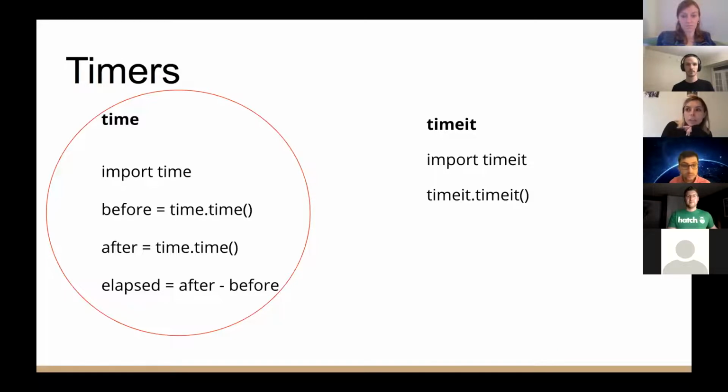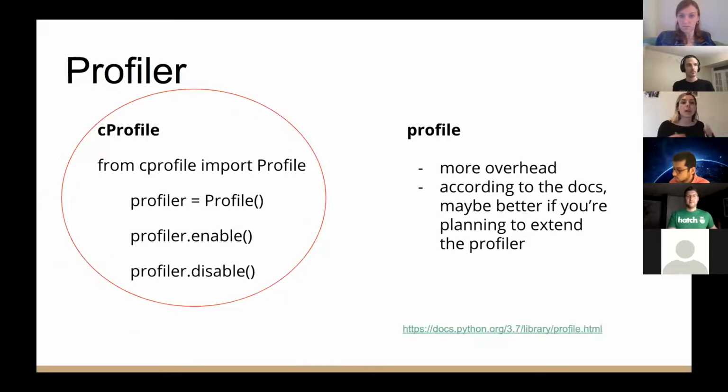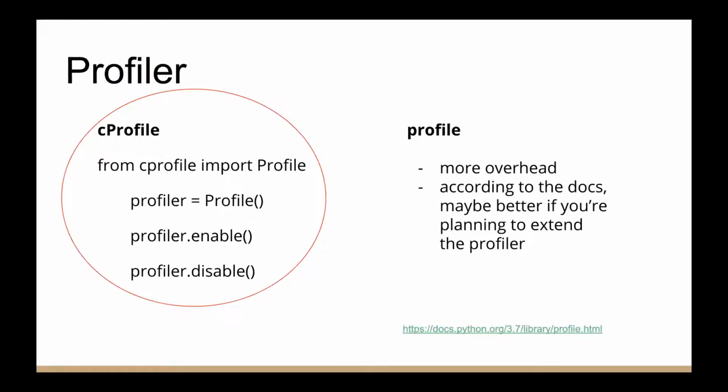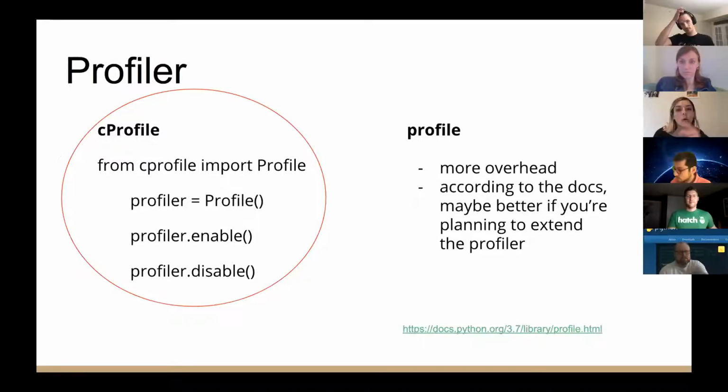So a timer is good, but it doesn't tell you much. It really only tells you how long each thing took. Is there something else you can use that will give you a little more information? And in fact, there is. Python has these things called profilers, and the native profilers that we can use are cProfile or profile.